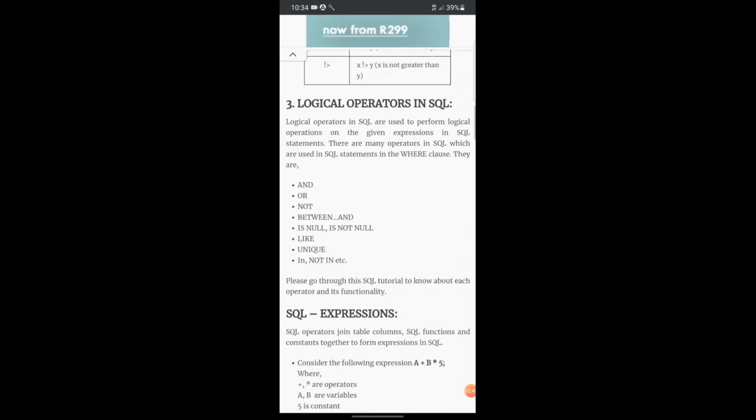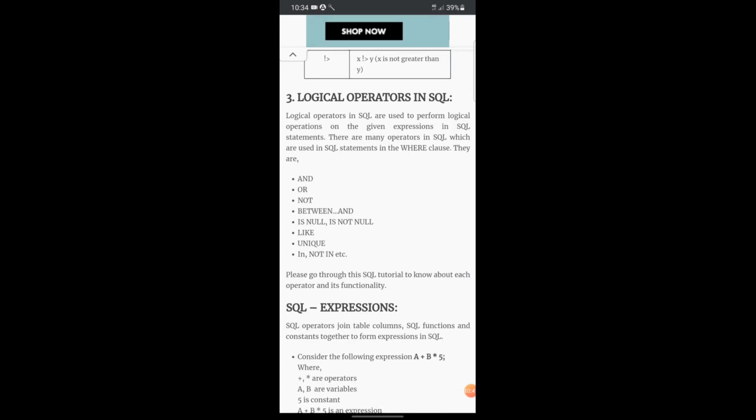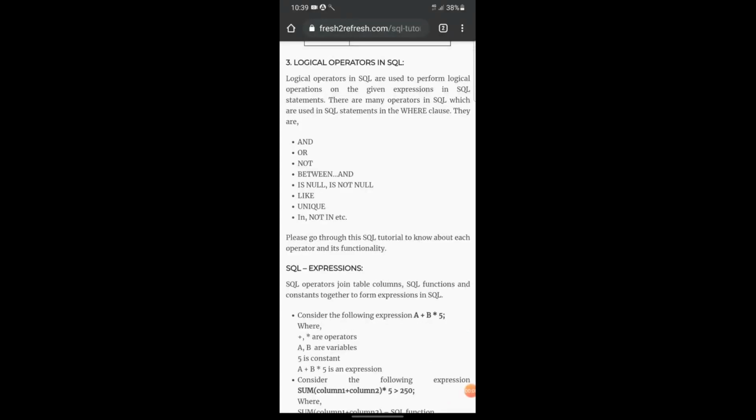Then come the logical operators in SQL. The logical operators in SQL are used to perform logical operations on the given expressions in SQL statements. So when do logical operators come into play?